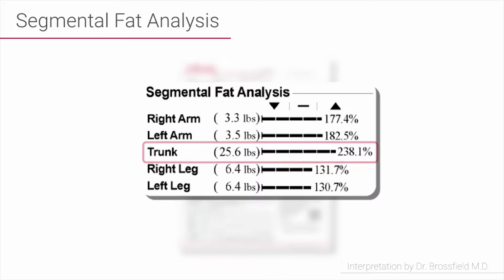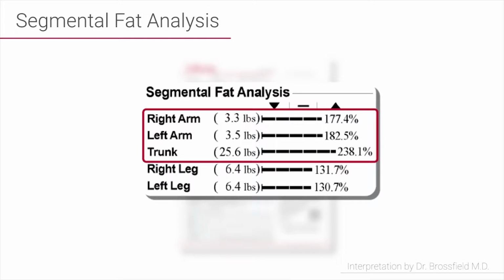Overall, I like to look at this, and if you notice that your upper body and trunk are where you store your weight, you've maybe heard of people talking about being an apple shape or a pear shape. So if you're an apple shape, the upper body and trunk will have bars that reach further to the right, and you'll see that more fat is stored there.